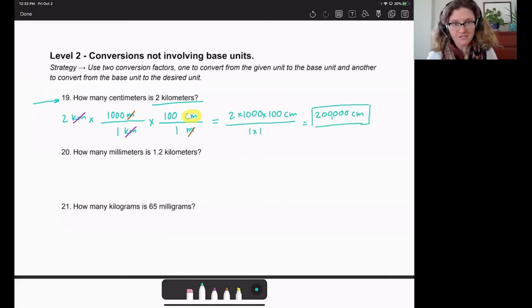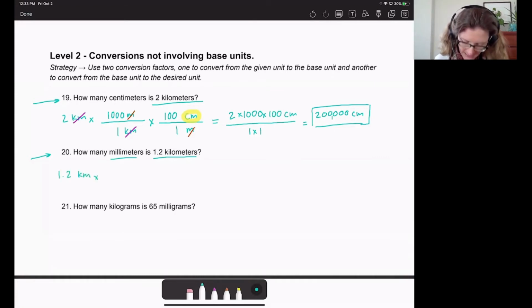All right, that was our first experience. Let's try the next one, number 20. Number 20 asks, how many millimeters is 1.2 kilometers? All right, so this should be pretty similar to the first one. My given information is 1.2 kilometers. And I need to convert it into millimeters, but I don't know the conversion between kilometers and millimeters. So I'm going to go to the base unit of meters and then go from meters to millimeters.